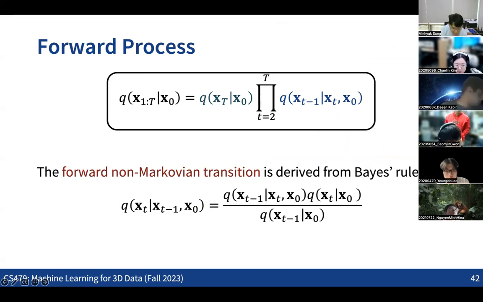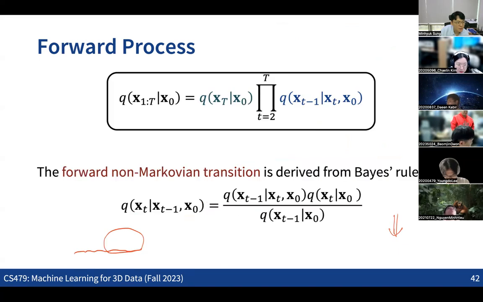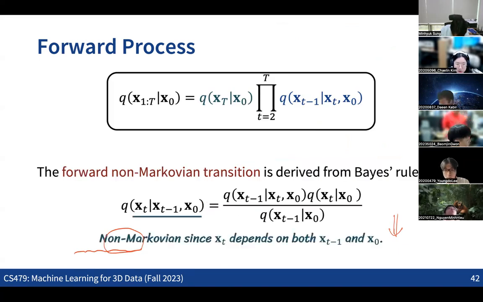And also, when you define this conditional distribution conditioned on both xt and x0, we are introducing a new variable here, sigma, which we are going to play with in the next slide. So this is a non-Markovian process, because xt now depends both on xt minus 1 and also on x0. So that's the change that we are making in the forward process.